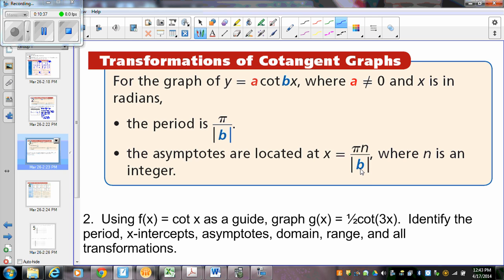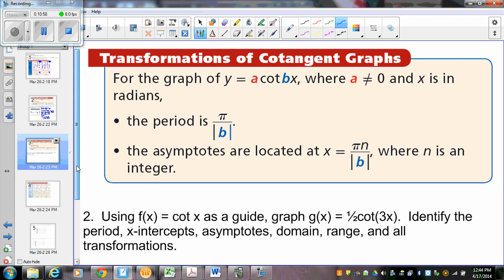So I want you to pause the video for a minute, and I want you to keep the window the same as what it was for tangent. If you have that window set, you can keep that same window for all the graphs we're going to do for all the sine, cosine, tangent, cotangent, secant, and cosecant when we get to those. So graph this and see if you can get all of this information filled out.